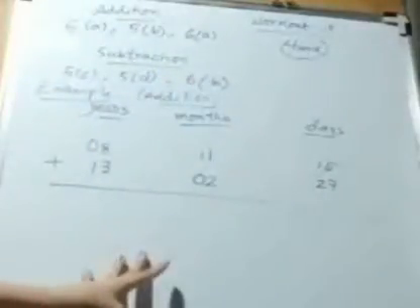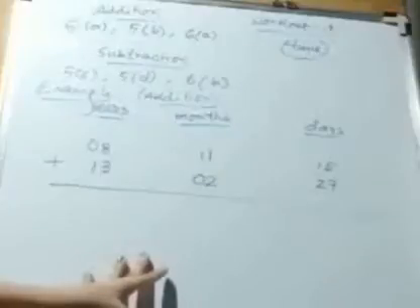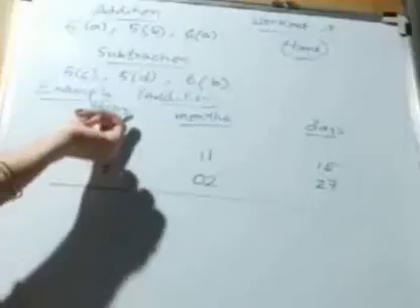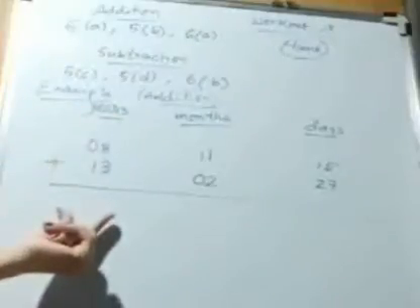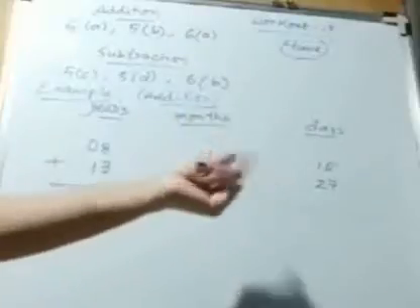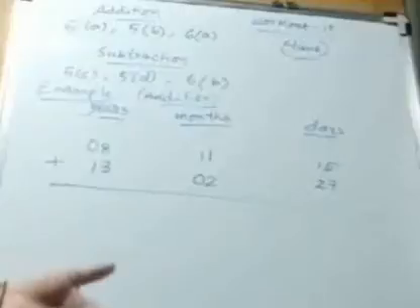So at first you have to arrange all the numbers. Here it is years, so you will write years in the first column. On the next column you have to write months, and on the next column you will write days. Now see how to add these numbers. Just you have to add the total number of days, then the total number of months, and then the total number of years.